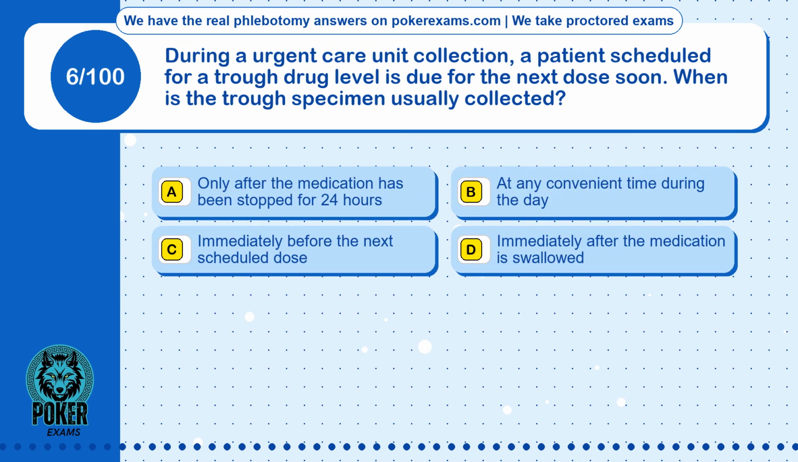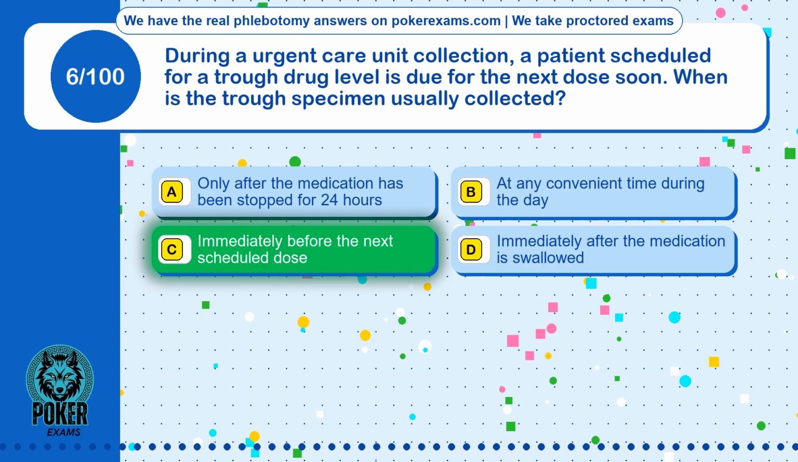Question 6. During a urgent care unit collection, a patient scheduled for a trough drug level is due for the next dose soon. When is the trough specimen usually collected? Option A. Only after the medication has been stopped for 24 hours. Option B. At any convenient time during the day. Option C. Immediately before the next scheduled dose. Option D. Immediately after the medication is swallowed.